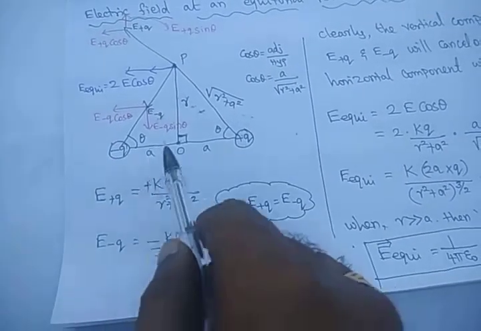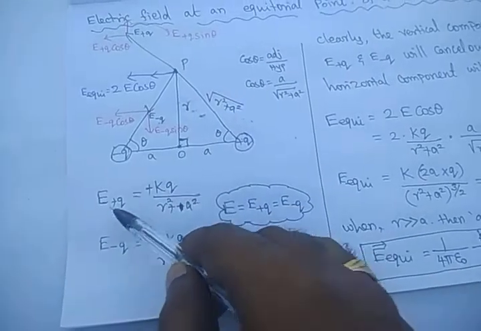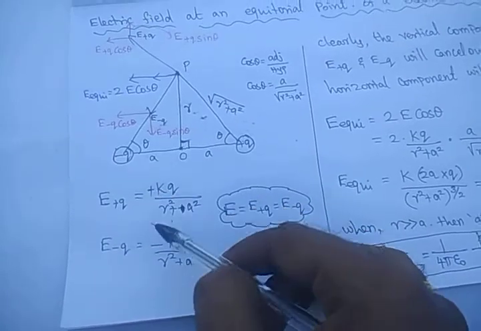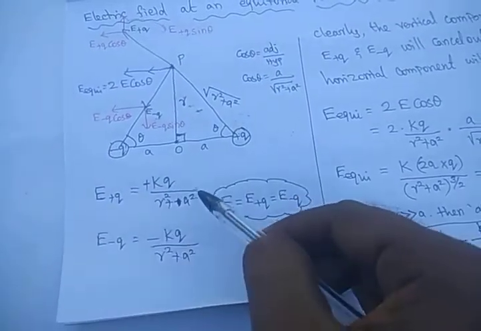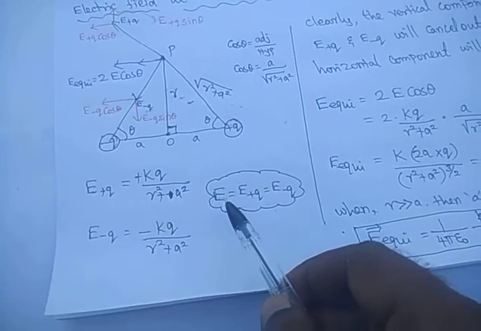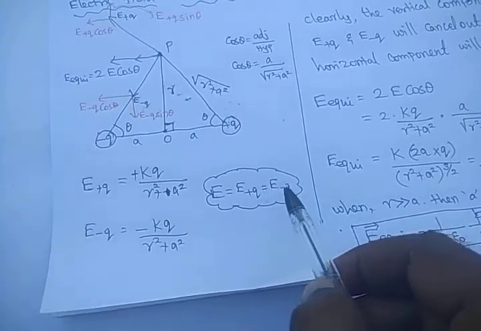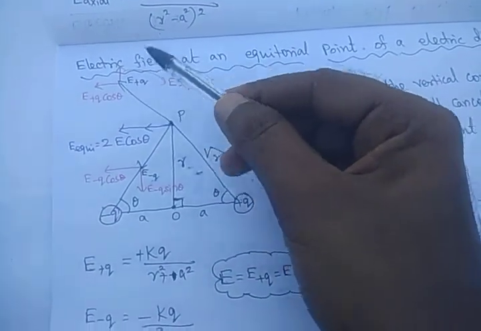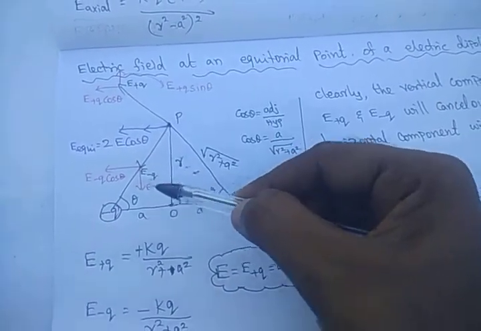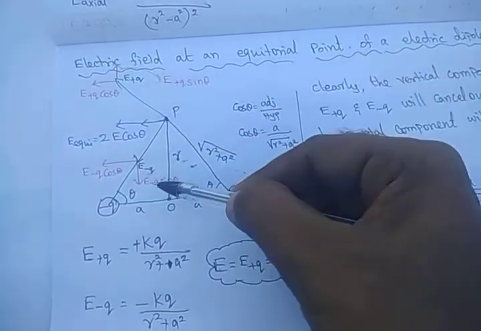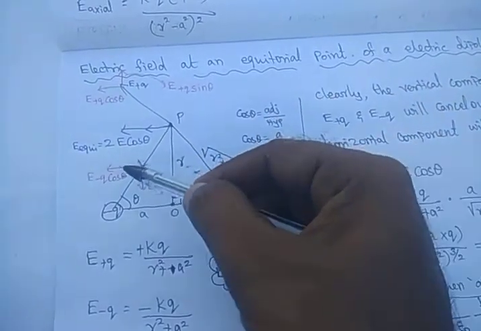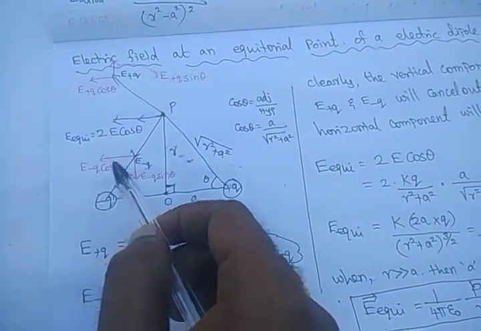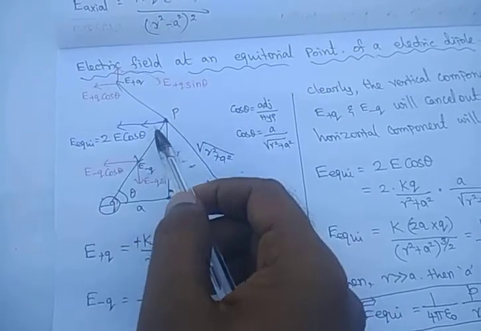Students, you note down that the magnitudes of the electric fields of the plus charge and minus charge are the same, only the sign changes. So the magnitudes are the same, so we can simply write electric field E is equal to E plus Q, which is equal to E minus Q. So that means the vertical component of the plus Q and the vertical component of the minus Q are equal and opposite. These two will cancel out each other. Only the horizontal component of E plus Q and the horizontal component of E minus Q will add up. Hence we get the answer.